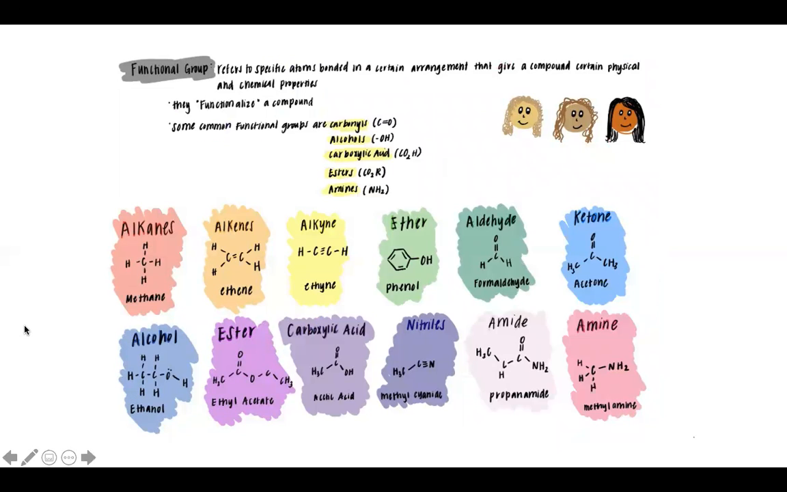Okay, so below is an example of each of the functional groups. I tried to choose some of the most common compounds, but they are just here for reference so you can see the functional groups in a compound. So we have methane, ethane, ethyne, phenol, formaldehyde, acetone, ethanol, ethyl acetate, acetic acid, methyl cyanide, propionamide, and methanamide.